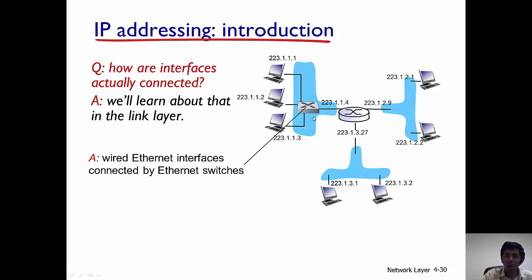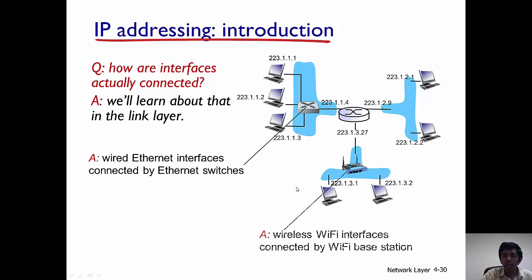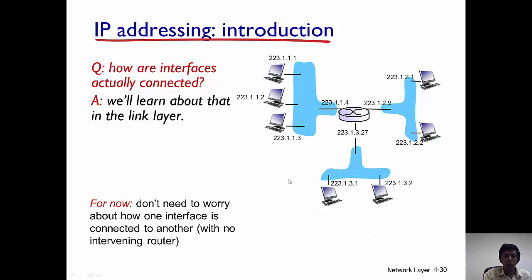Here is an example of an Ethernet switch where all these computers are connected to this router using this Ethernet switch. Similarly, you can also be connected to a router via a switch using a wireless connection. So both these laptops here are talking to this router wirelessly using Wi-Fi. But for now, as I just mentioned, you don't need to know about how the interfaces are connected. All that you need to know is each interface has an IP address associated with it.